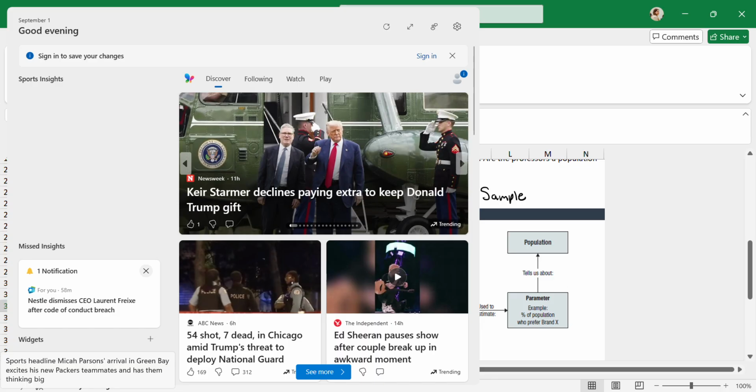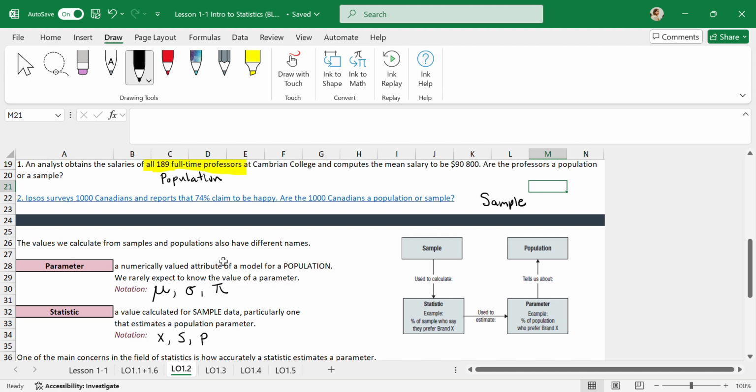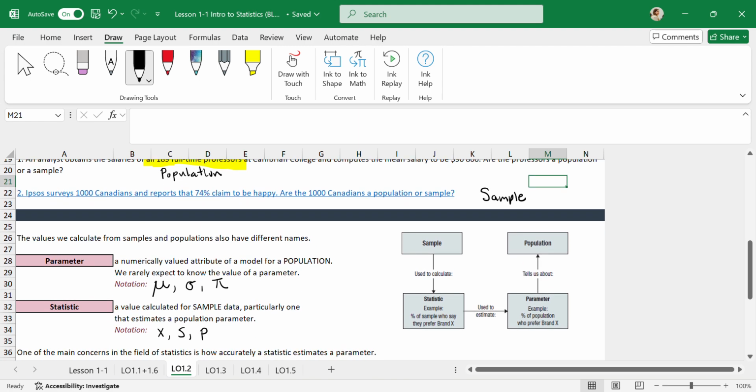One way I always tell students to try to remember if you have a parameter or a statistic is to think about the first letter. So parameter, the P matches with the P in population, and for statistic, the S matches with the S in sample. So a parameter is calculated for a population, P with P. A statistic is calculated for a sample, S with S. The fancy Greek letters are used for the parameters, and the regular Latin letters are used for the statistics.